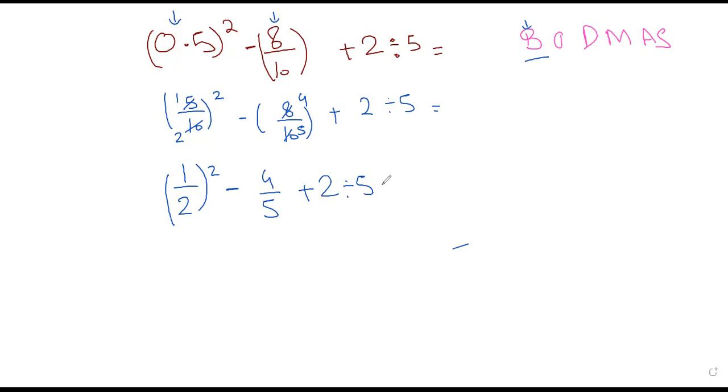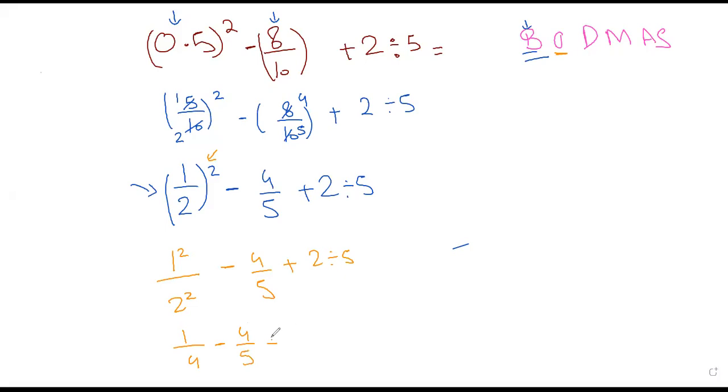Now again, although we do have brackets, everything has been simplified in the brackets, so we have to move further. Do we have order in this question? Yes, we do. If we have 2 outside the bracket, it means 1 square by 2 square. Everything else is written as it is. Simplifying the order, that would be 1 by 4 minus 4 by 5 plus 2 divided by 5.